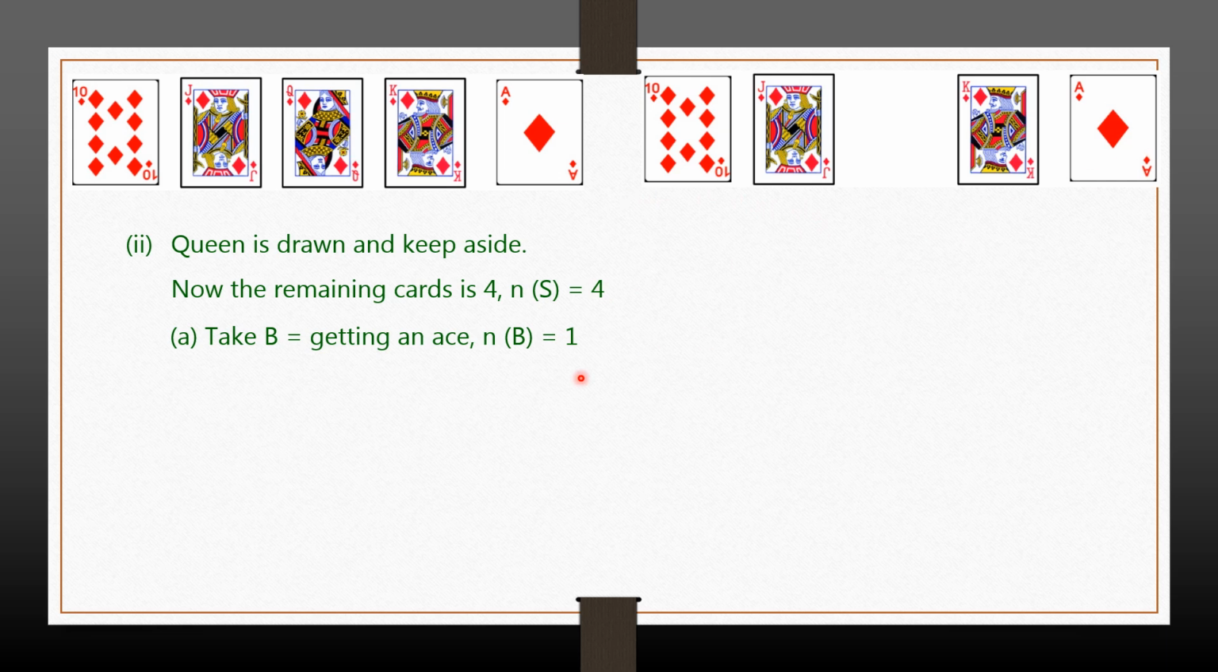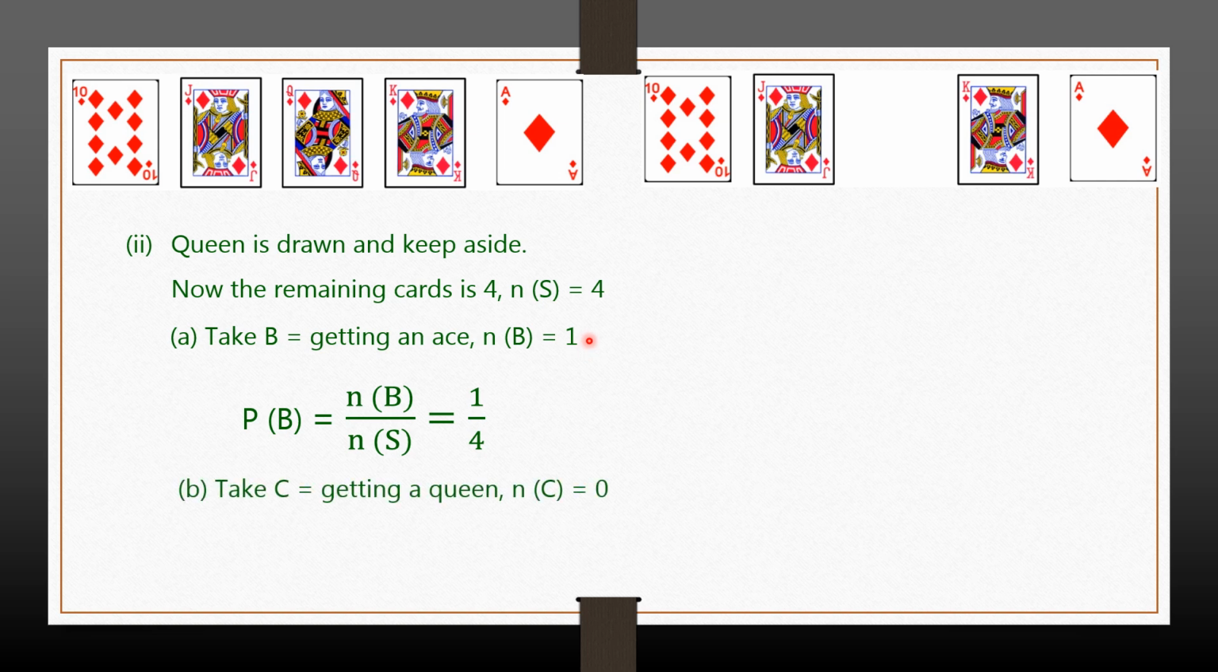Now, from the 4 cards, the event of getting an Ace. In the 4 cards, we have only one Ace card. Therefore, in these 4 cards, one card is favorable to B. So N of B is equal to 1. Again, same process. Apply the formula for probability. P of B is equal to N of B by N of S, that is 1 by 4.